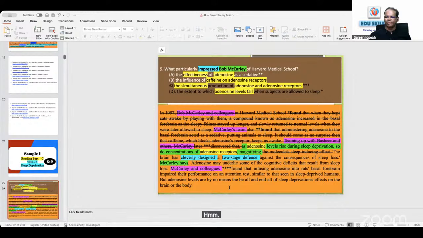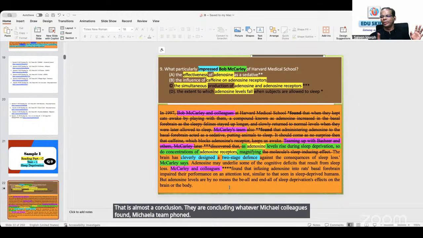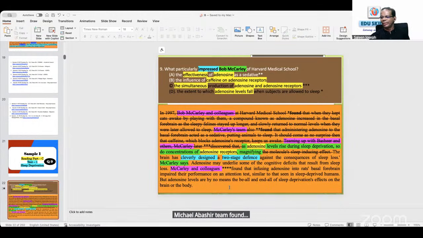McCarley later discovered. No, it's not an introduction. It's not a topic sentence or starting anything. That is almost the conclusion. They are concluding whatever McCarley's colleagues found, McCarley's team found, McCarley Bashir team found. They are concluding it, saying that all this tells us the brain has cleverly designed this two-stage defense. About all these findings, McCarley is impressed. Okay? Particularly this aspect of this finding. So that's not a topic sentence.